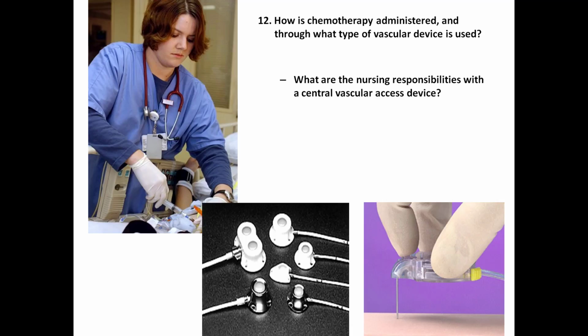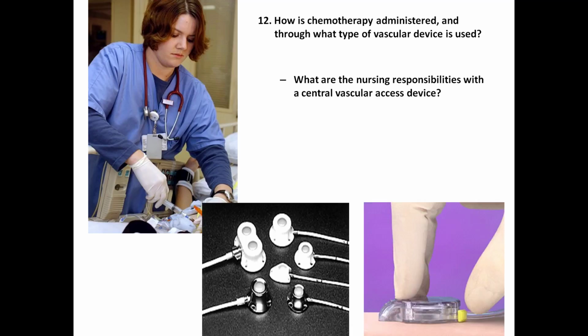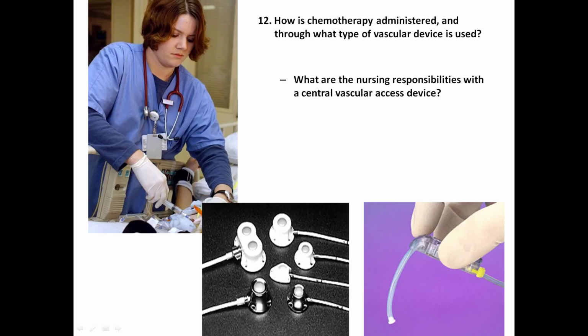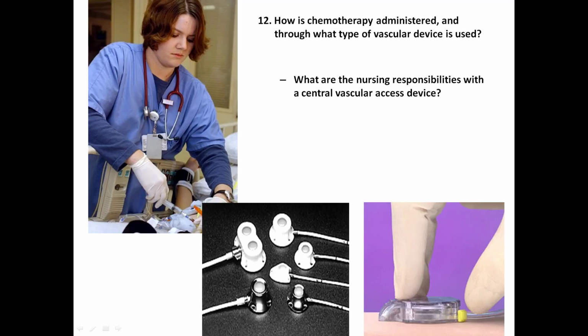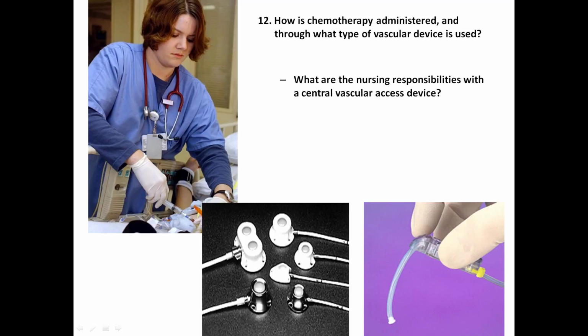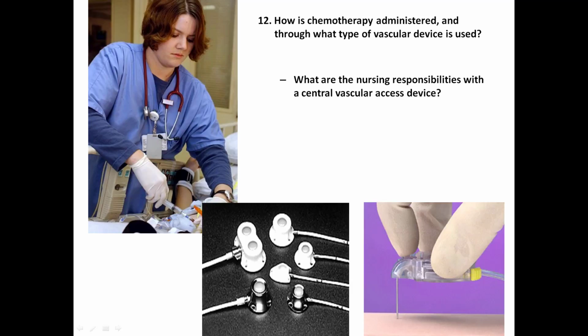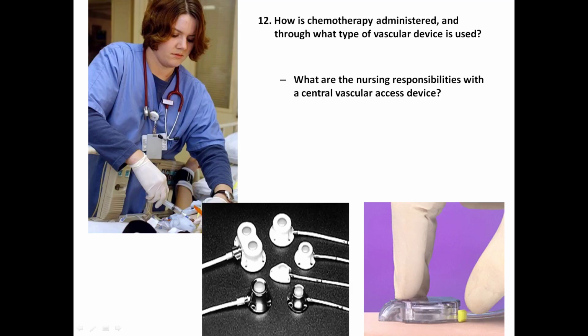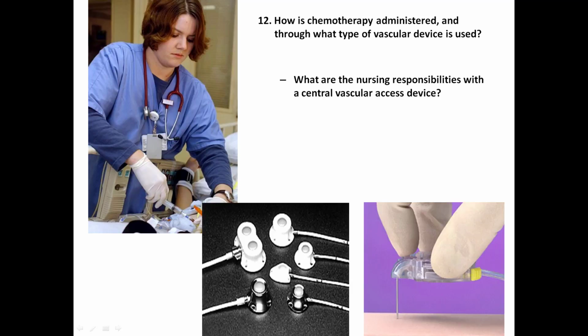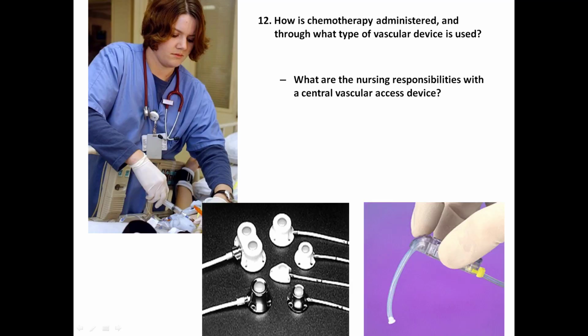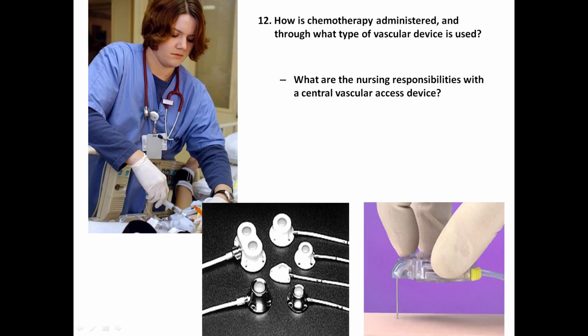So, how is chemotherapy administered and through what type of vascular device? Intravenous through a central line. Usually, we would use a PICC line or an implanted port. These are some examples of implanted ports down here. And this is the Huber needle that we use to access those implanted ports.